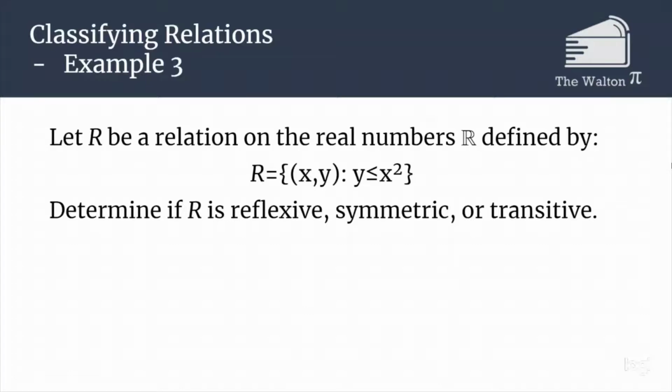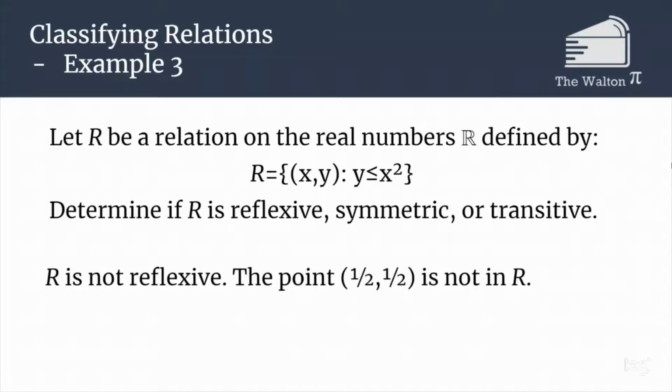Hopefully that was enough time for you to be able to figure out if R was reflexive, symmetric, or transitive. If we start with reflexive, we can say that this is not going to be a reflexive relation, because the point 1/2, 1/2 is not in the relation. That is because 1/4, which is 1/2 squared, is actually smaller than 1/2, so we do not have y less than or equal to x squared in this case.